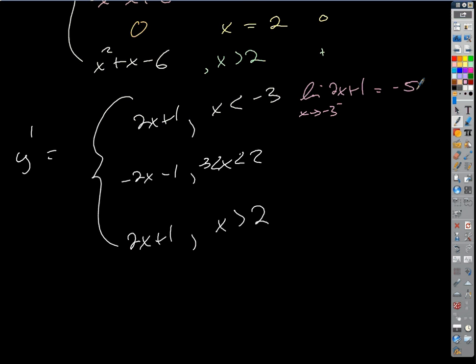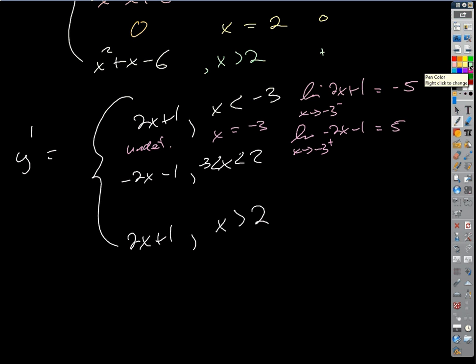What's the limit as we approach of this function of negative 2x minus 1 as x approaches negative 3 from the right? Ah, it's 5, isn't it? Okay, so does the derivative exist there? No, we get a sharp corner, don't we? So when x equals negative 3, it's undefined.